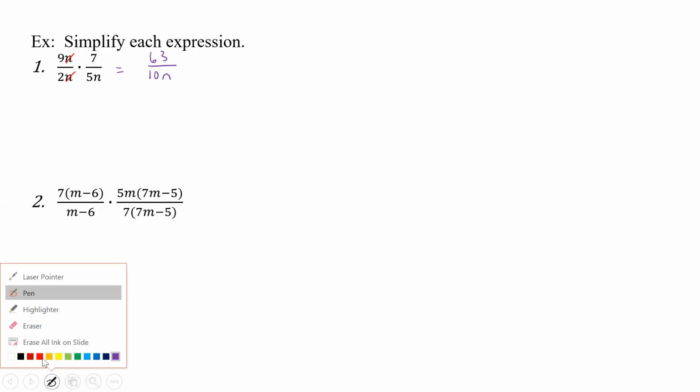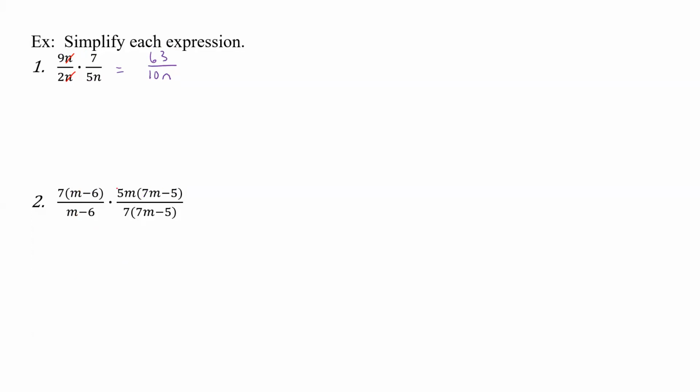Now for the next one, what can we do? If we look at that, there's a lot of things that can cancel. We have 7 cancels 7, m minus 6 cancels m minus 6, 7m minus 5 cancels 7m minus 5, and we're left with just that 5m. And so that whole thing simplifies to 5m.